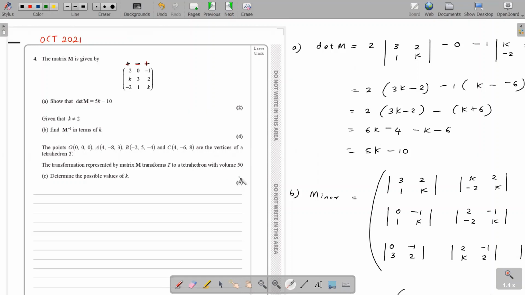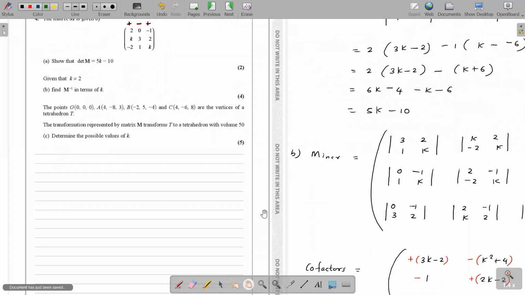Do you get what's going on here? The coordinates of tetrahedron T are going to be transformed by matrix M, and then when you're transforming, you will end up getting a new set of coordinates. The new set of coordinates make up a new tetrahedron, and that tetrahedron has a volume of what? 50. Are you with me? Determine the possible values of k.